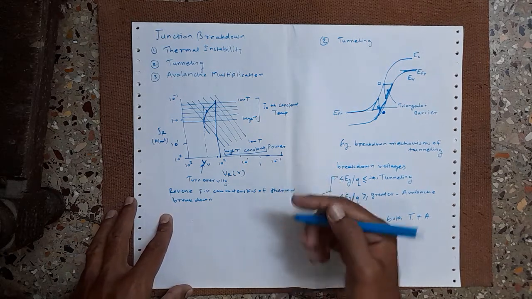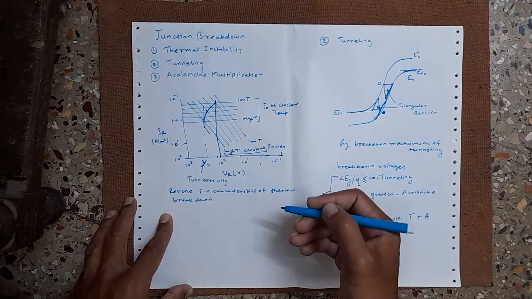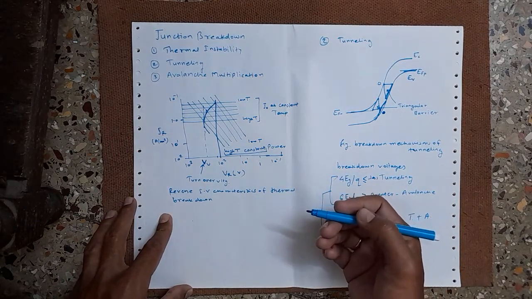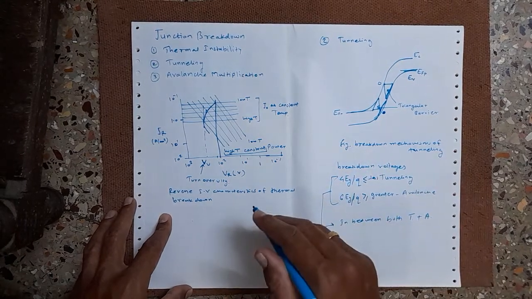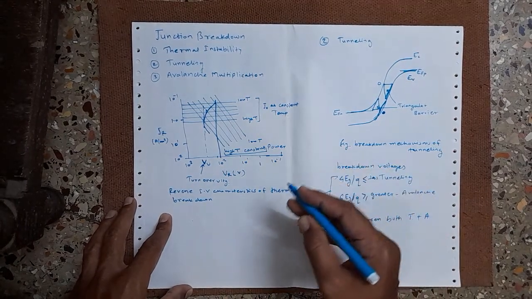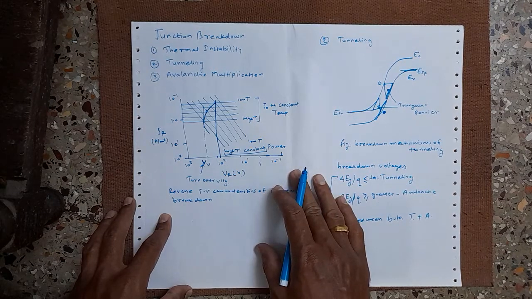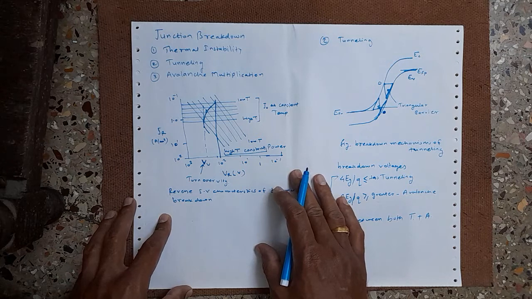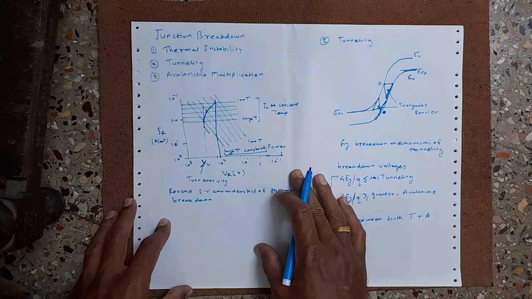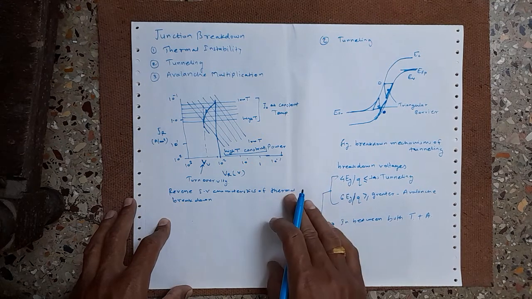So the PN junction generally conducts very heavily when a reverse bias potential is applied across it. The PN junction breakdown occurs only in the reverse bias region, because the high voltage can be applied there, and that results in the breakdown of the junction.